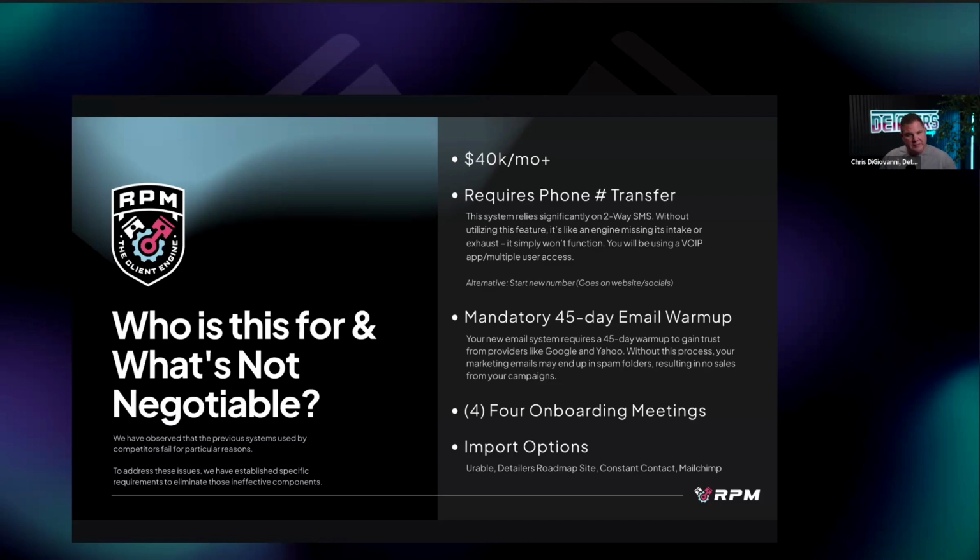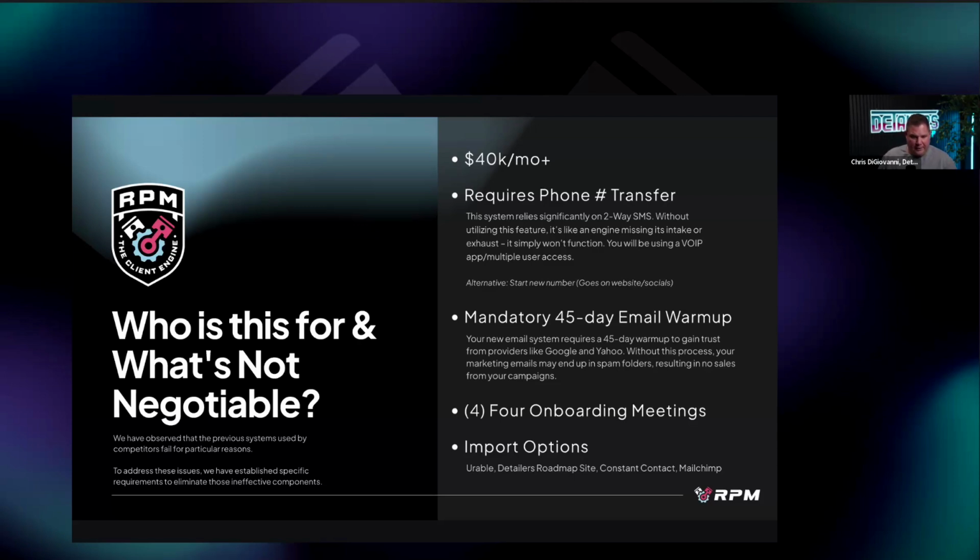A lot of times these companies don't go down this extra route because it's too much friction for the business owner. I totally get it. But I'm going to let you know right now, you're wrong. It works great. If you ever wonder about Detailer's Roadmap, our number is built into our automation of RPM as well.